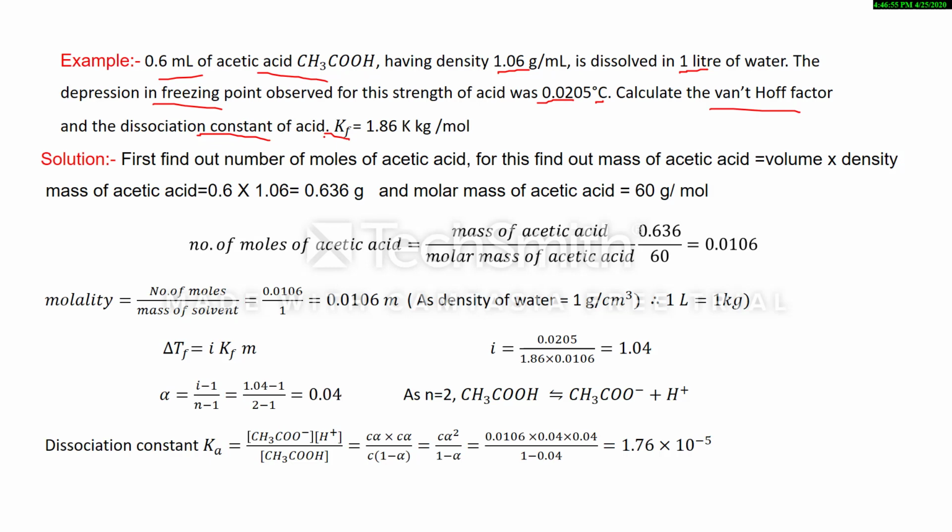Now, before we discuss the answer of this question, just see this value of depression in freezing point. This is given in degree Celsius, but in the previous example, it was given in Kelvin. Any difference between Kelvin and degree Celsius? No. Actually, this is the difference of two temperatures. That's why it may be represented in Kelvin or degree Celsius, but the magnitude remains the same. Don't convert this degree Celsius into Kelvin by adding 273.15. Is that clear? Now see.